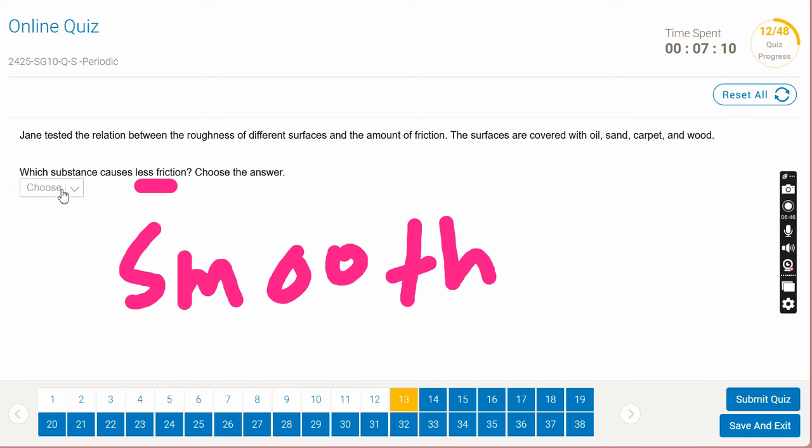So even if someone is walking and someone has thrown oil somewhere, they will slip on it. Why? Because there's no friction. Friction actually stops it from falling as well. So sand, carpet, and wood, there are less chances of falling on them.